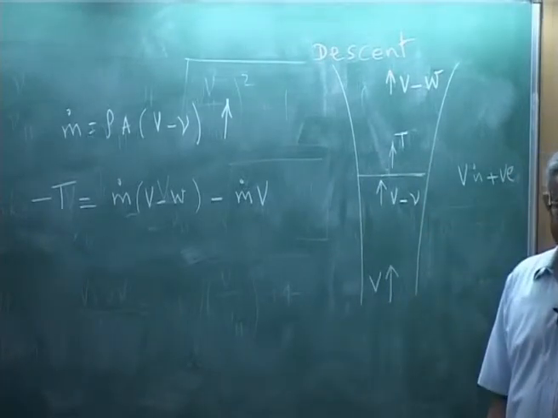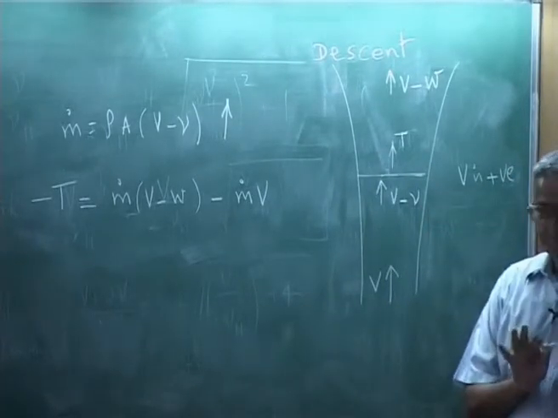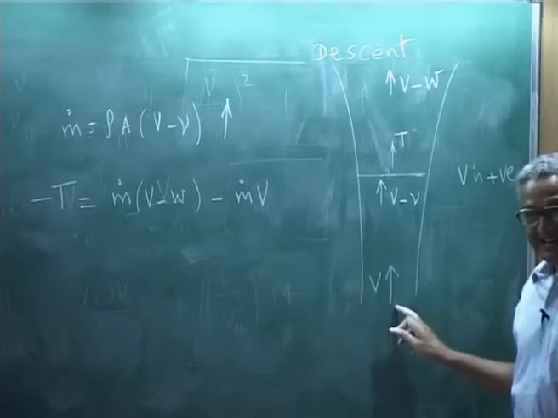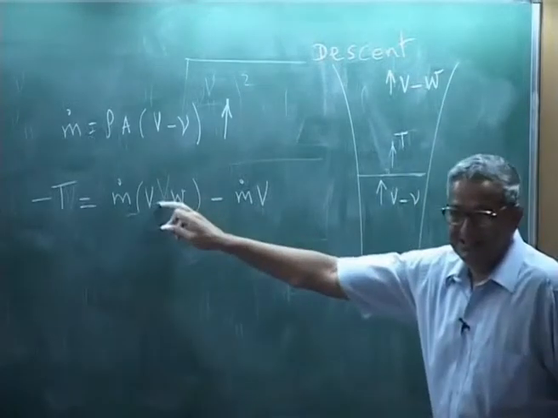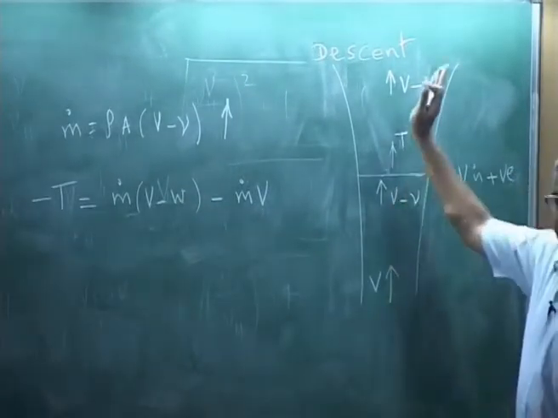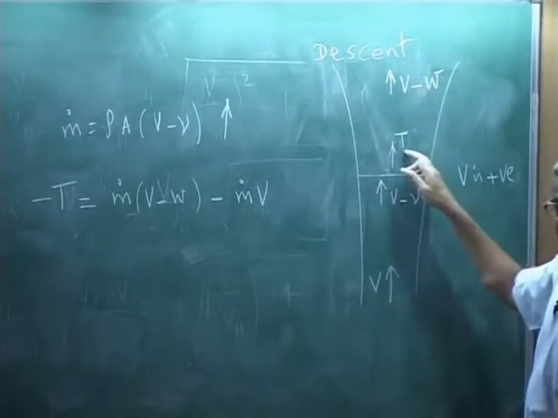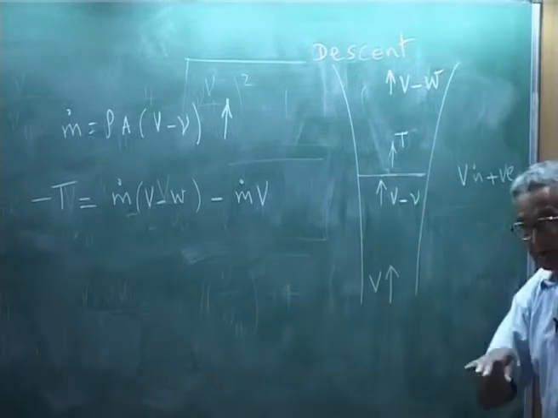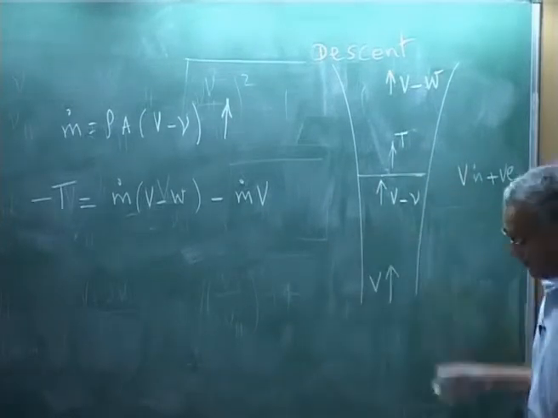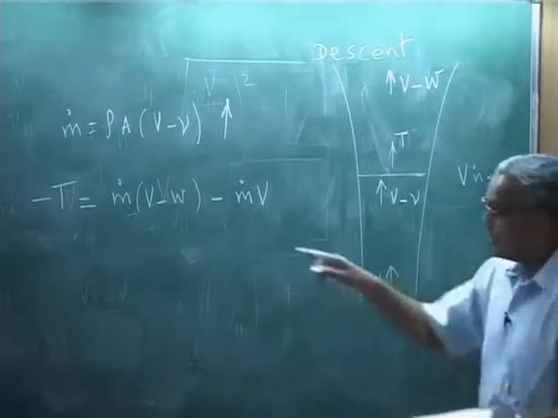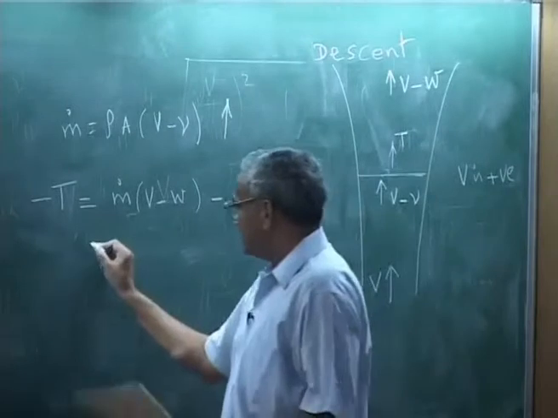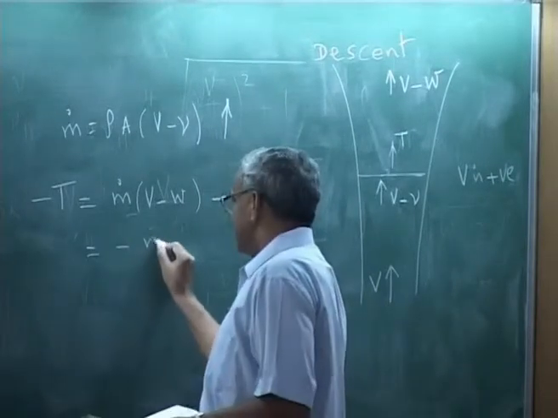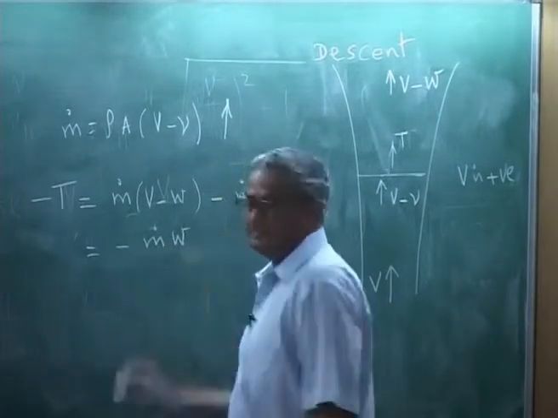Please understand. Is it clear? Because m dot V is the initial, m dot V minus W is the final, and this flow is going by my thrust, which is actually acting on the fluid, is opposite. Flow is this way, this is acting, that is why I put the minus T. Okay. Now, this will give me the value minus m dot W.